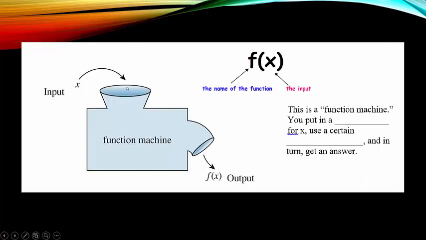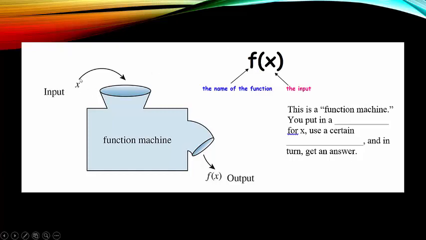So we're going to use these things for a little while. These are called function machines, and it kind of gets you into that mindset of putting in to get something out. So when we see the letter f out here, that doesn't mean f times x. This means the name of the function, or what the formula is, and this x stands for what you put into the formula or the machine.